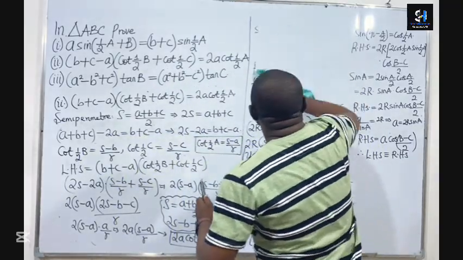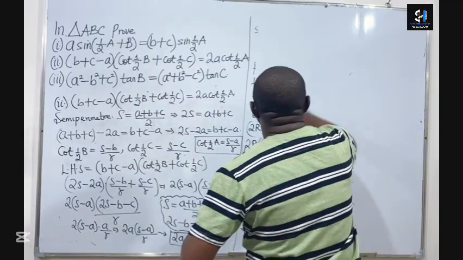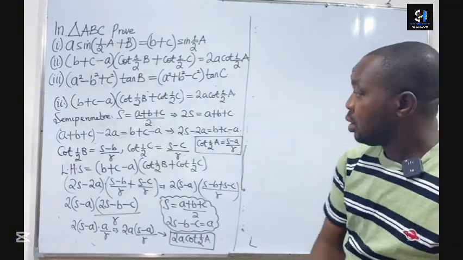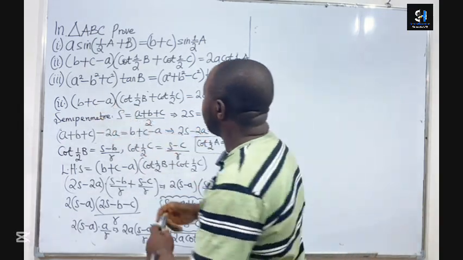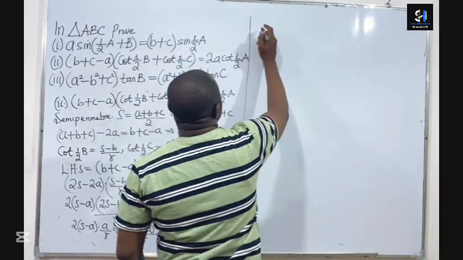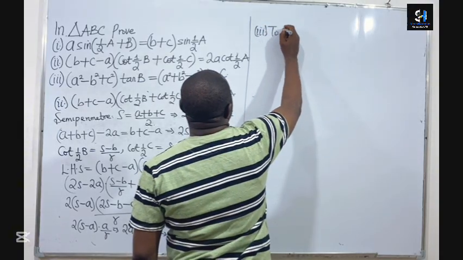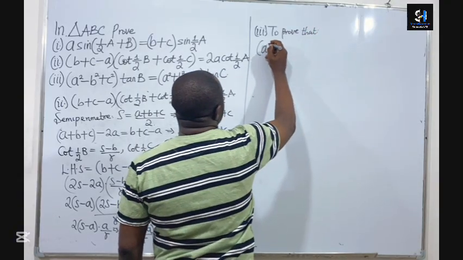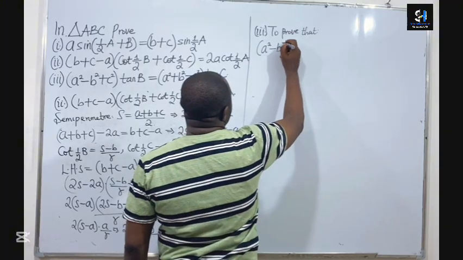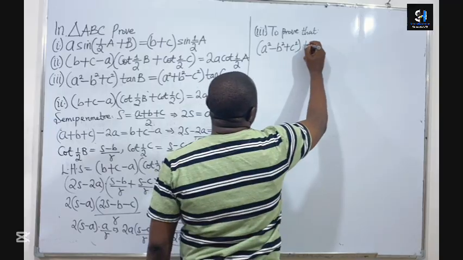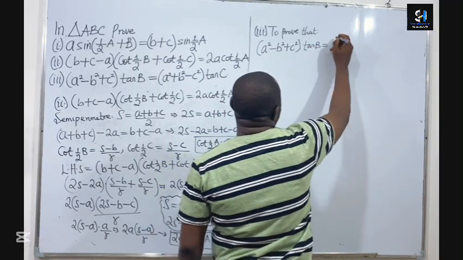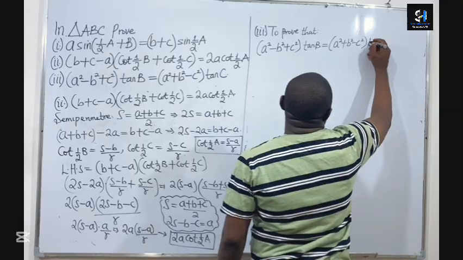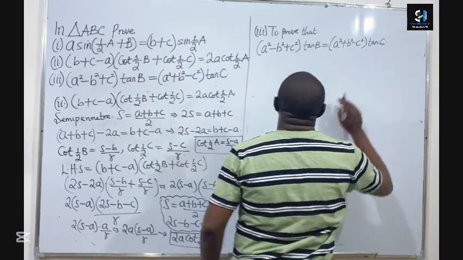Okay, so for Roman numeral 3, we have to prove that the product of parentheses A squared minus B squared plus C squared and tan B is equal to the product of parentheses A squared plus B squared minus C squared and tan C. Okay, now this is very simple.